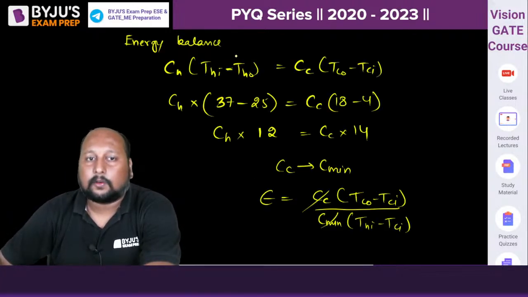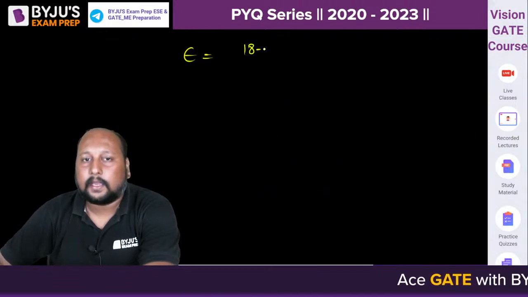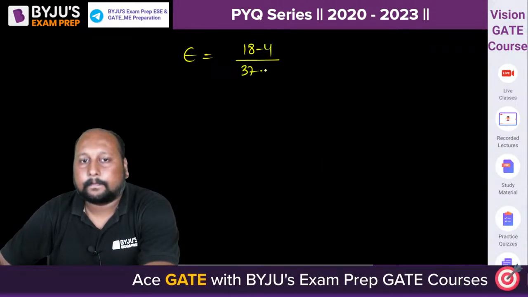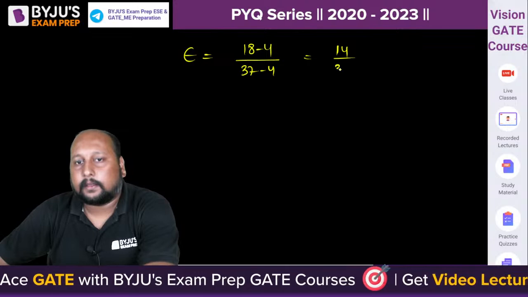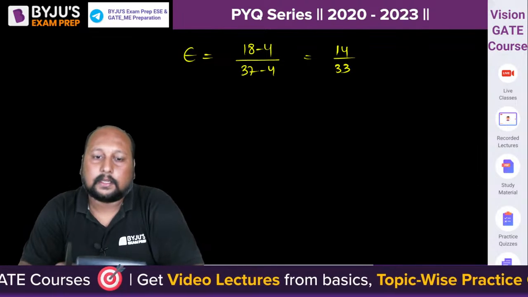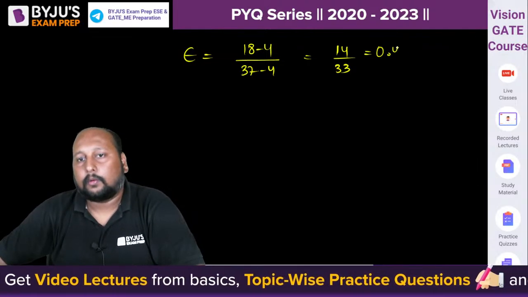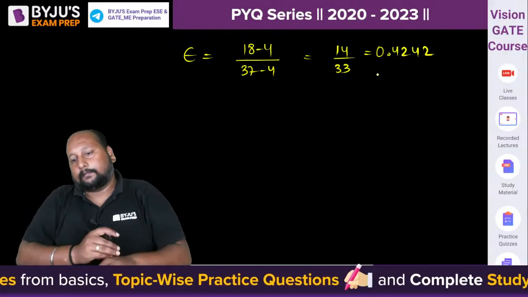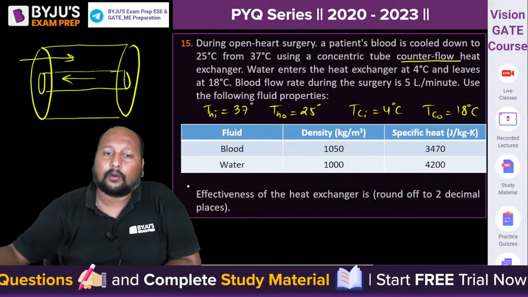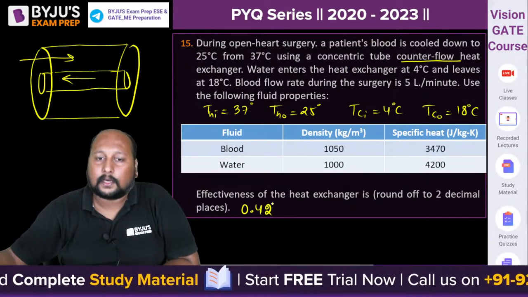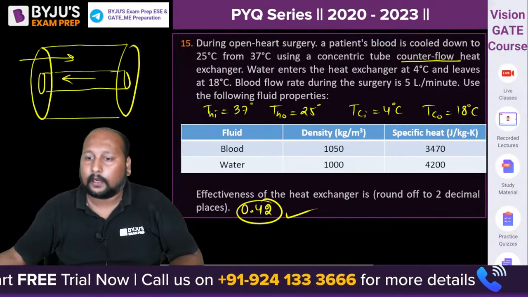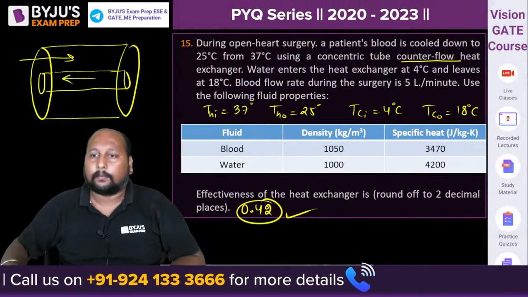So effectiveness is equal to TCO minus TCI, 18 minus 4, divided by THI minus TCI, 37 minus 4. This is 14 divided by 33, which is 0.4242. The effectiveness of this particular heat exchanger, they are saying round off to 2 decimals, so 0.42 is the final correct answer. Is this clear? Okay, perfect. Done?